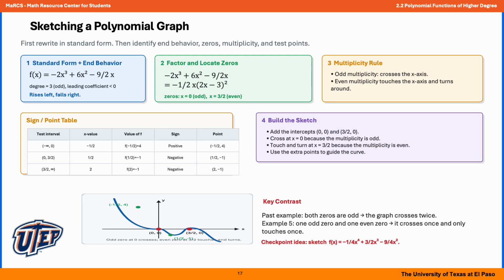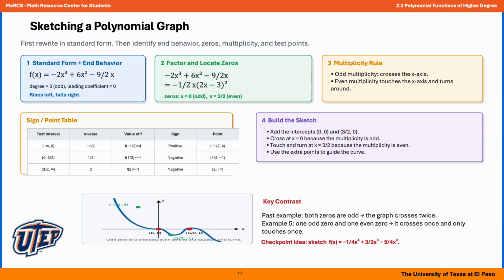So we're given the function f of x is equal to negative 2x cubed plus 6x squared minus 9 over 2x. So we have a negative leading coefficient and an odd degree. So that means that the end behavior of the function will be the opposite on both ends, and it will rise to the left and fall to the right.